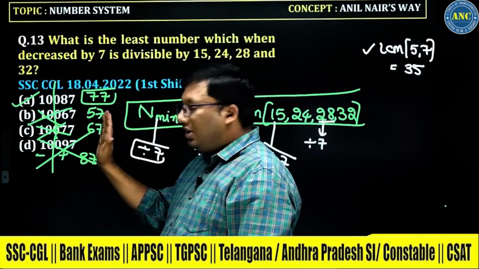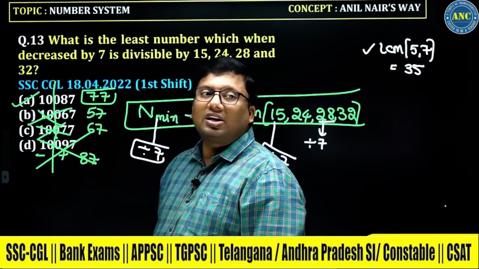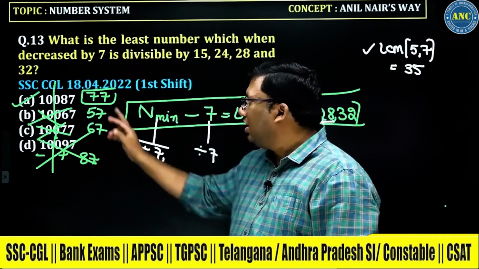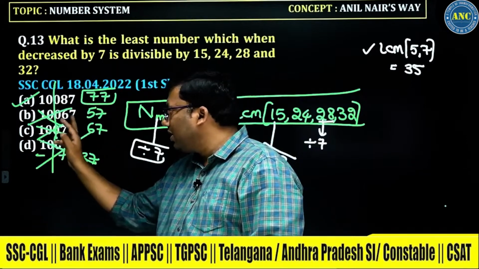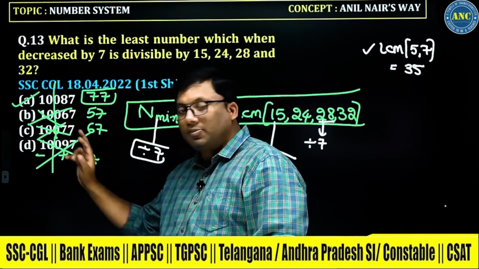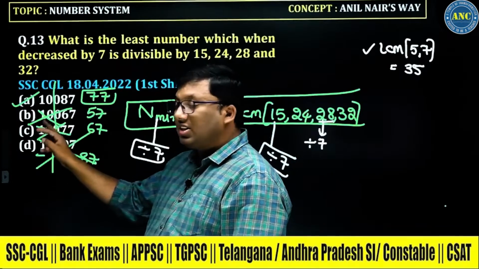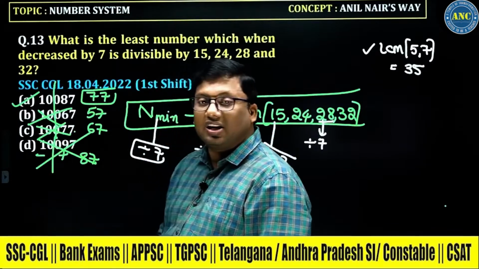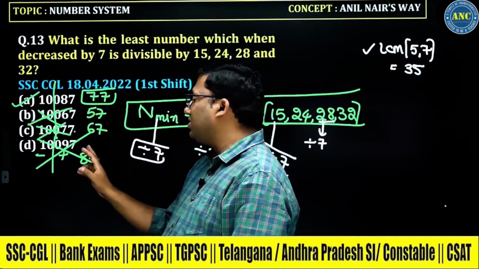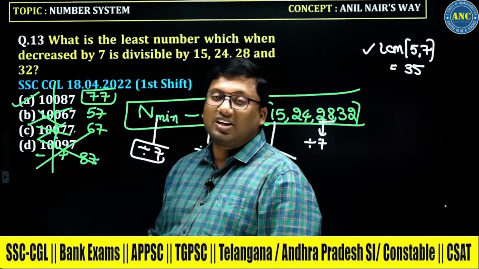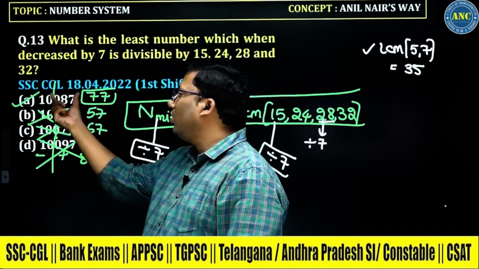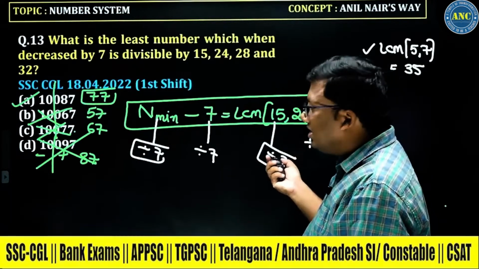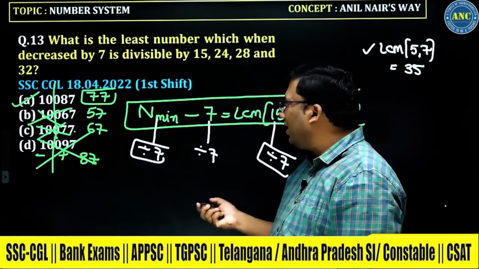Take a group of 3 digits. Keep a slash. Alternately plus, minus, plus, minus. 67 minus 10, 57, not possible. 77 minus 10, 67, not divisible by 7. 97 minus 10, 87, not divisible. The only possible value is 87 minus 10. Answer is 77. I hope the idea is clear.